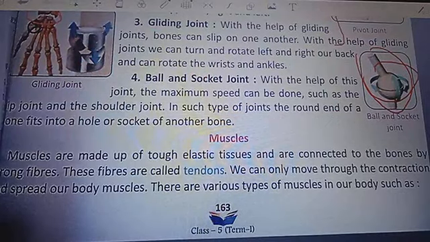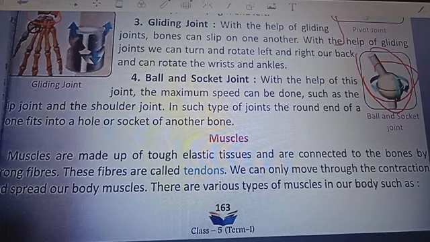So these are the things which we have to learn about the skeleton. In the skeleton, we learned about different types of bones. Skeleton means the arrangement of bones in our body that gives support. Then we learned different parts: skull, rib cage, vertebral column or backbone, arms and legs, joints. And in joints, we learned different types of joints: ball and socket joint, gliding joint, pivot joint, and hinge joint.